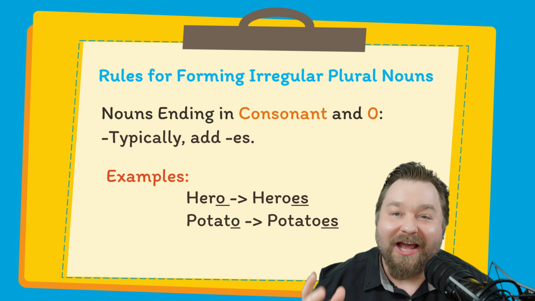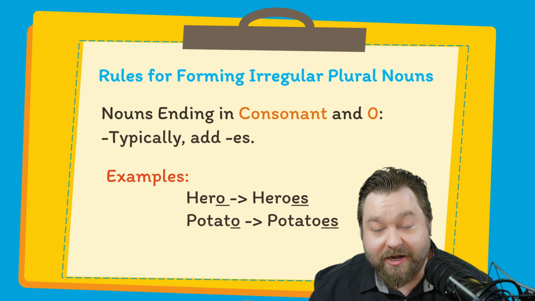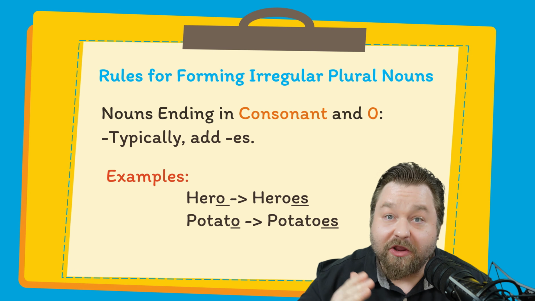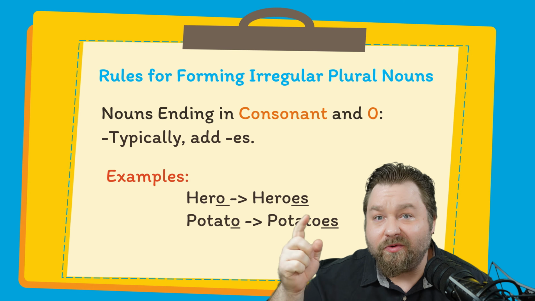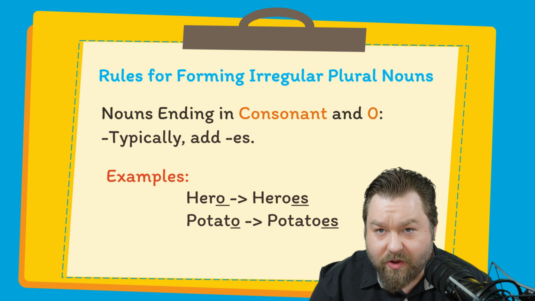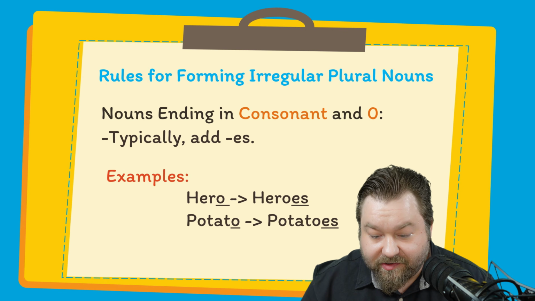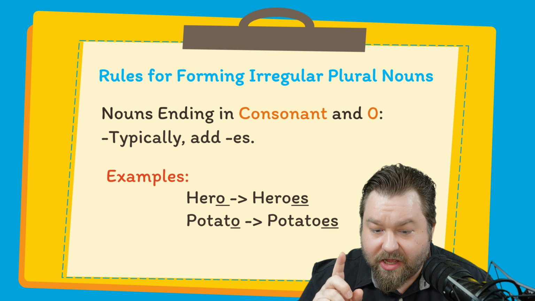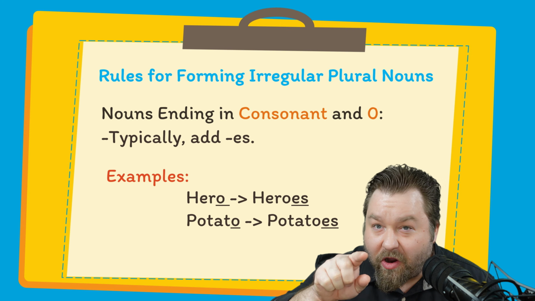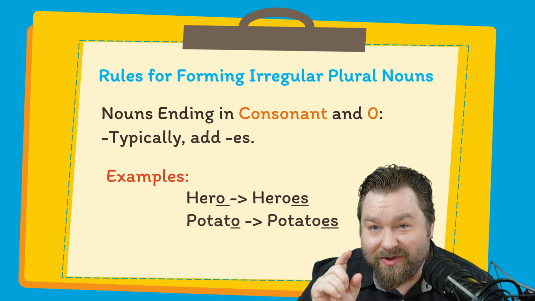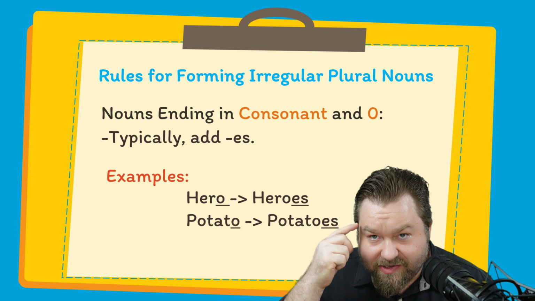Nouns ending with a consonant, right? So that's the not-vowel letters. Consonants are not vowels. Plus the letter O. So we usually add an ES. For example, hero becomes heroes, ES on the end. And potato becomes potatoes. All right, this isn't looking too bad, right? The difference between the last one is that consonant letter before the O. See, hero, the R is a consonant. And then potato, the T is the consonant. So pay attention to that.